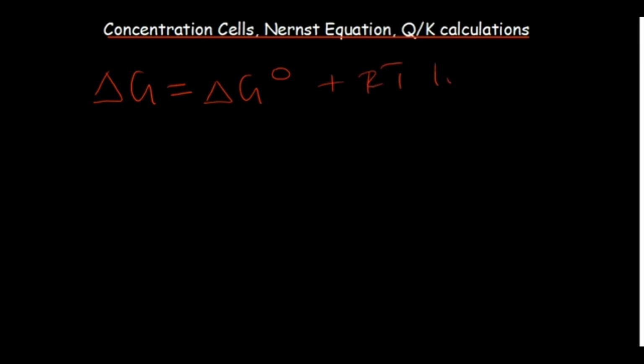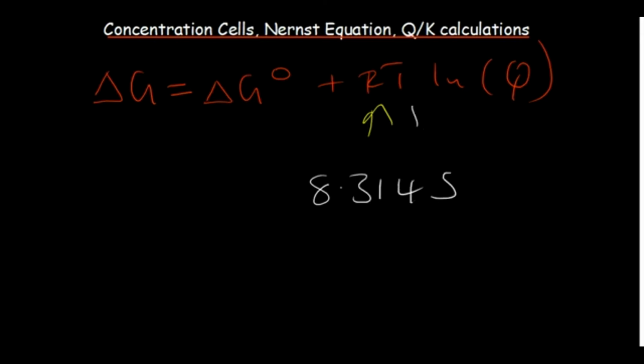Okay. So now what you need to understand is, when you look at this equation, your R denotes the gas constant, right? Which is 8.3145. You can take note of that. And then your T denotes the temperature, of course in Kelvin.